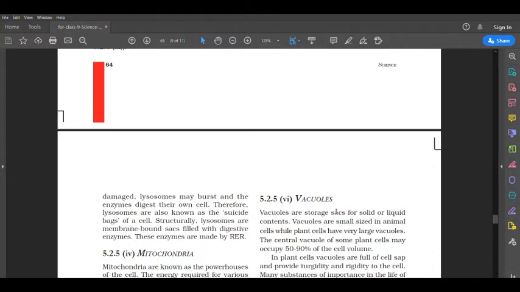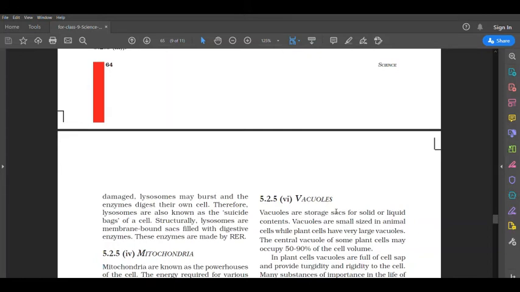The second way, they are also known as suicide bags. So these particular lysosomes, what do they do? They will kill all the unwanted cells, the cells which are not required or which are not properly functioning inside our body. They will all be eaten away by these lysosomes, and by eating them away, the lysosomes themselves also will die. In this way, they commit suicide after digesting the unwanted cells, and that is why they are also known as suicide bags. So structurally, they are membrane bound organelles which can be understood in two different forms.